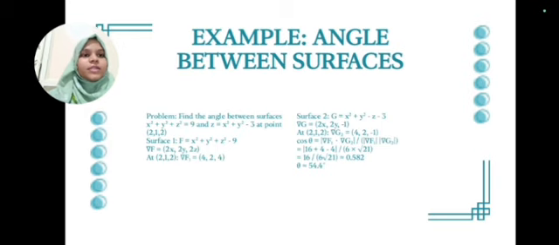Here the surface capital G is equal to x square plus y square minus z minus 3. Del G is equal to (2x, 2y, minus 1). At (2, 1, 2), del G2 is equal to (4, 2, minus 1).